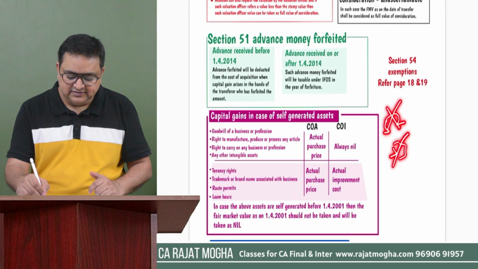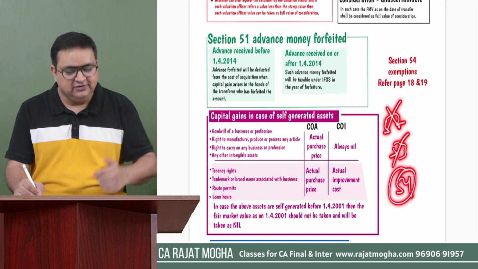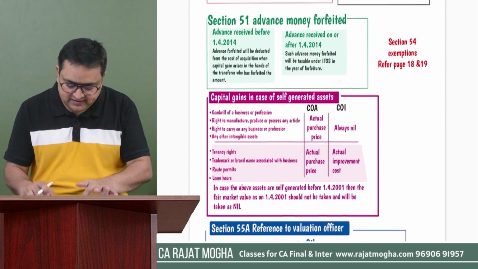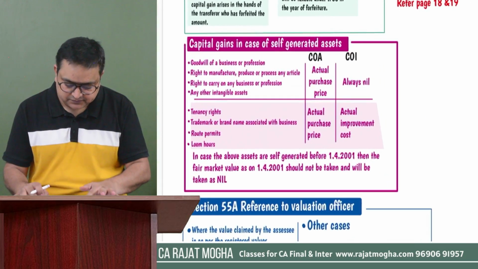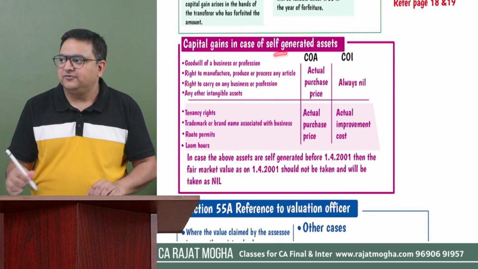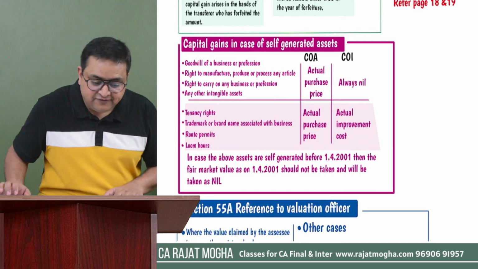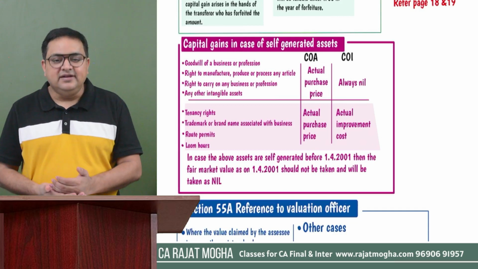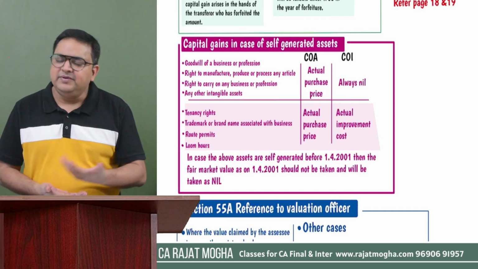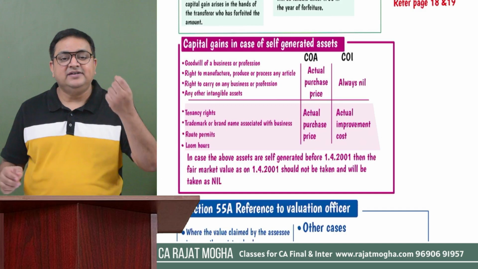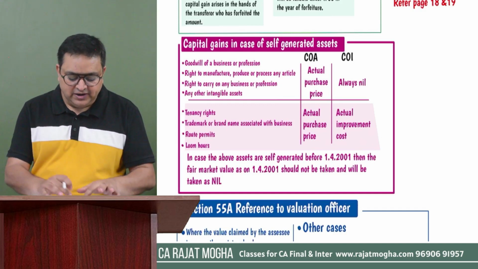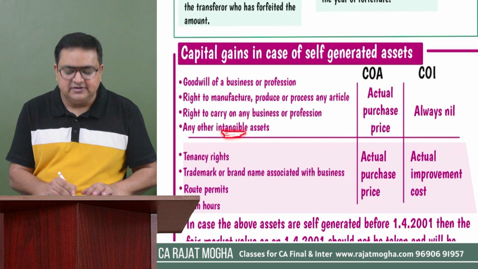These are all deleted sections. Then we have the 54 series of exemptions that I'll be discussing with you within a couple of minutes. Let's understand some other points also. Capital gain in case of a self-generated asset. Generally these are the kinds of assets which are intangible assets. So if it is goodwill of a business or even of a profession, if it is self-generated, and there is a small amendment also, now it is not only goodwill, it is any other intangible asset also.